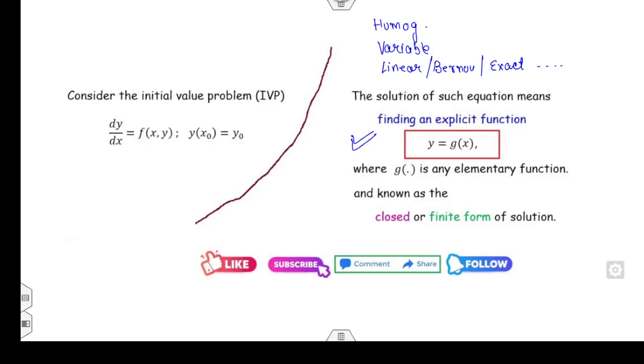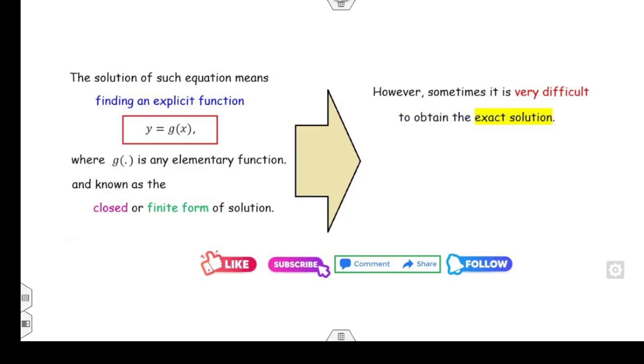Fine. But there are several examples where you are unable to find the exact solution of the differential equations. Once you are unable to find the exact solution, then our target is to find the approximate solution. For example, dy over dx is x squared y minus 1.